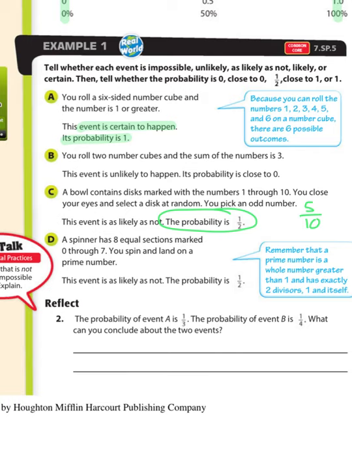All right, last one. The spinner has 8 equal sections marked 0 through 7. You spin and land on a prime number. Well, let's think. What is a prime number? A prime number is a number only divisible by 1 and itself, and it has to be greater than 1. So 0 and 1 don't count. So our prime numbers between 0 and 7 are 2, 3, 5, and 7. Well, that's 4 out of 8 sections, so this event is as likely as it is not likely, because the probability is 1/2, or 4 out of the 8 events is 1/2.